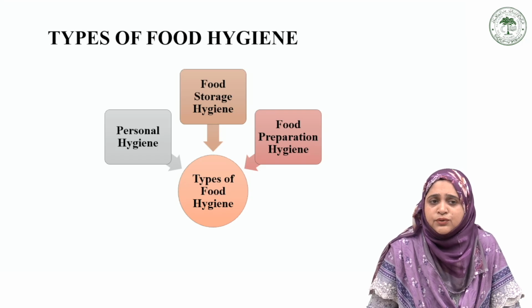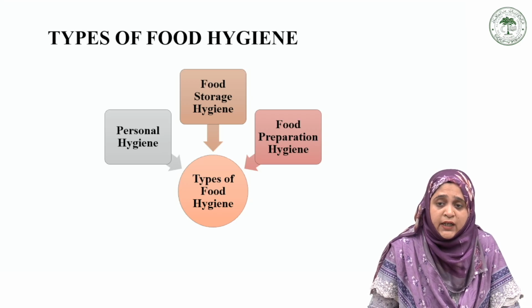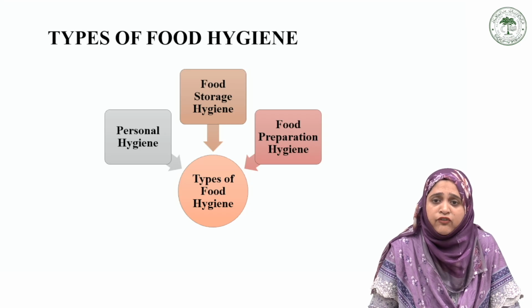Now we come to the types of food hygiene. There are several different types of food hygiene that must be followed in order to ensure the safety of food. Some of these include personal hygiene. Personal hygiene includes washing hands before and after handling food, wearing clean clothes, and avoiding contact with food if you have any open wounds or cuts. It's also important to keep food preparation areas clean and free from pests.